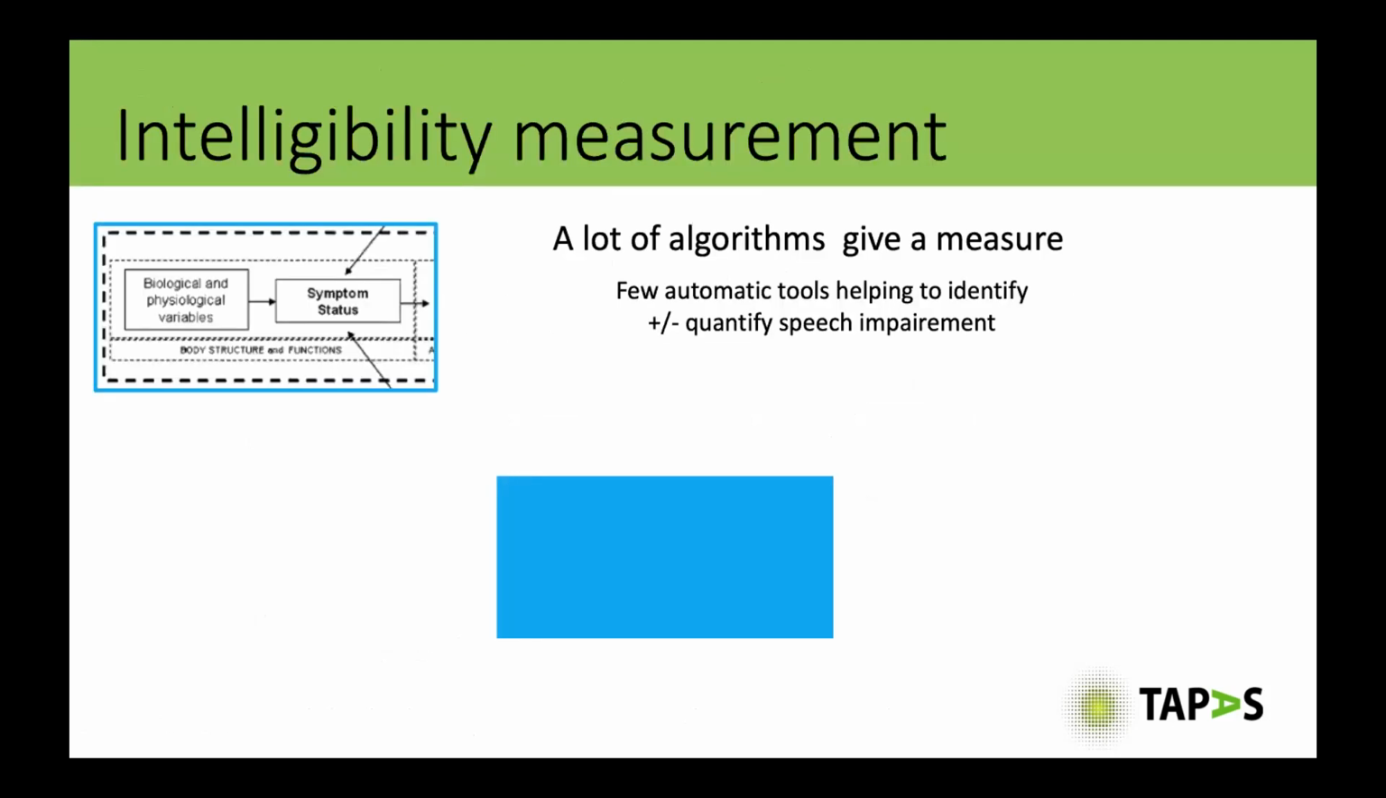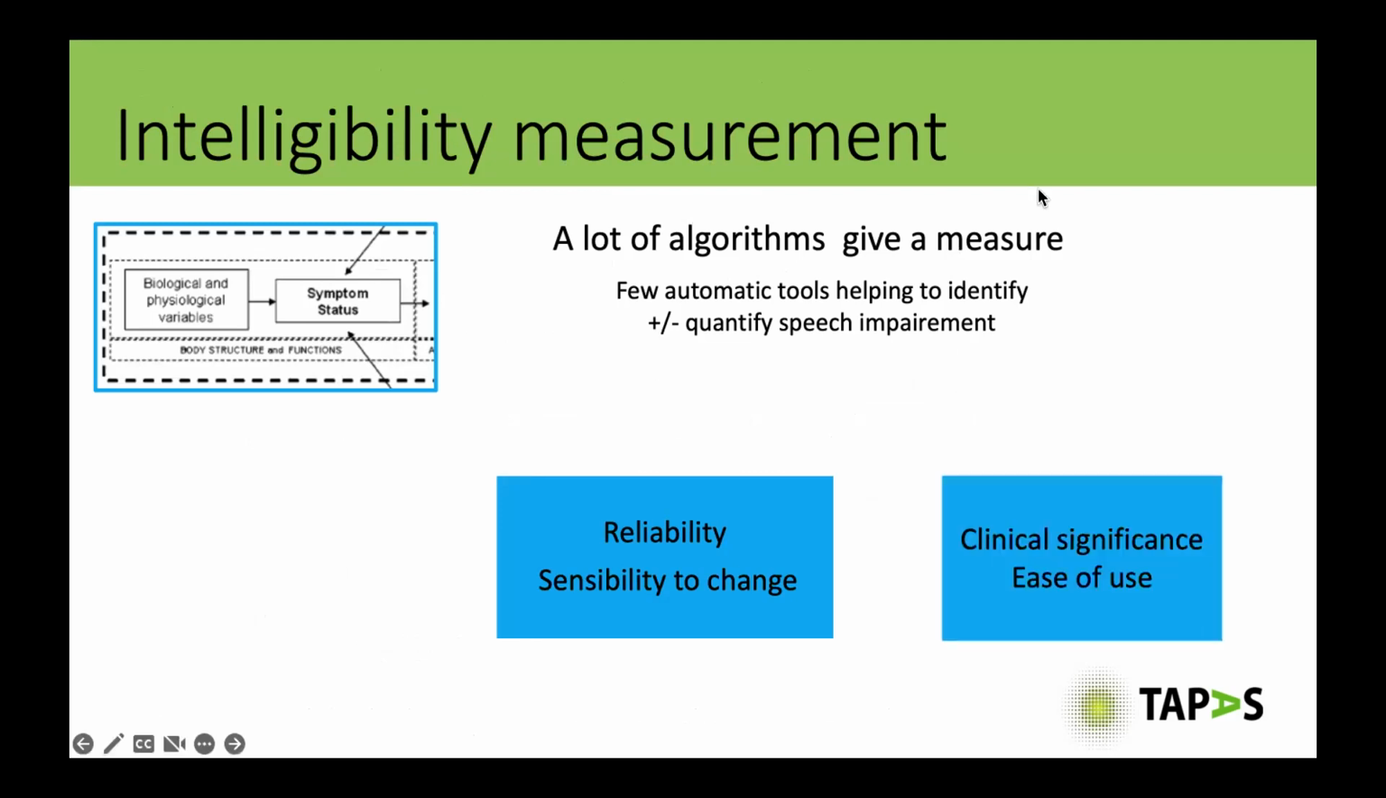Now I will be focusing on intelligibility measurement. In fact, with the experience of TAPAS, we know that we now have a lot of algorithms giving a measurement of intelligibility, and we have a few automatic tools helping to identify and/or quantify speech impairment. But there is a lack of reliability, a lack of sensitivity to change, and we have the matter that we need a clinical significance of the measures, and we need an easy way to capture the speech and the voice of the patient.